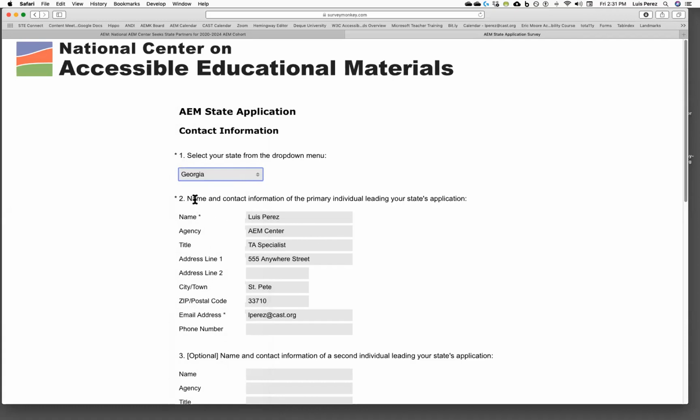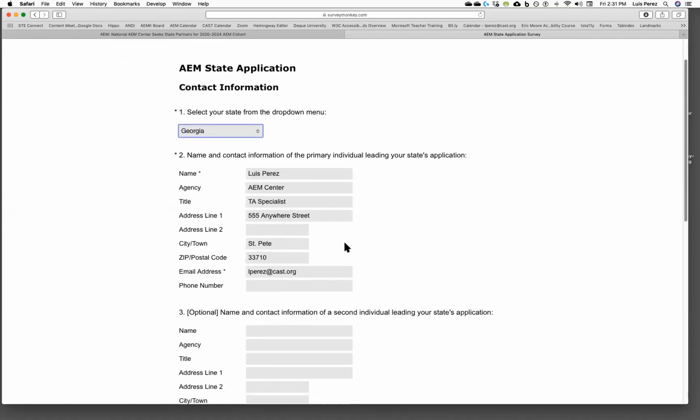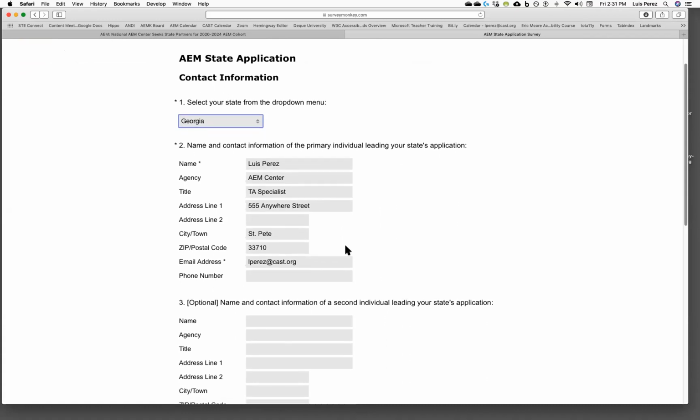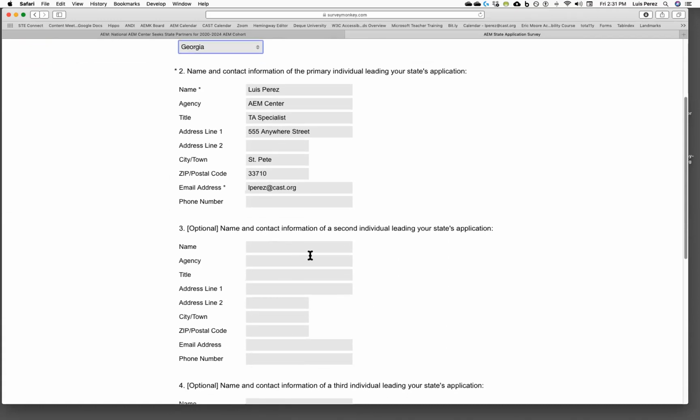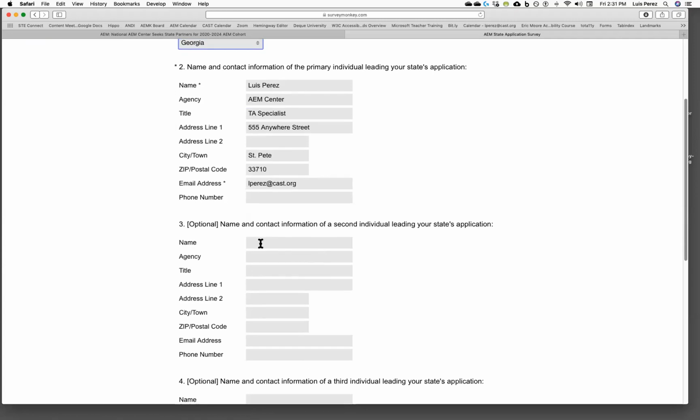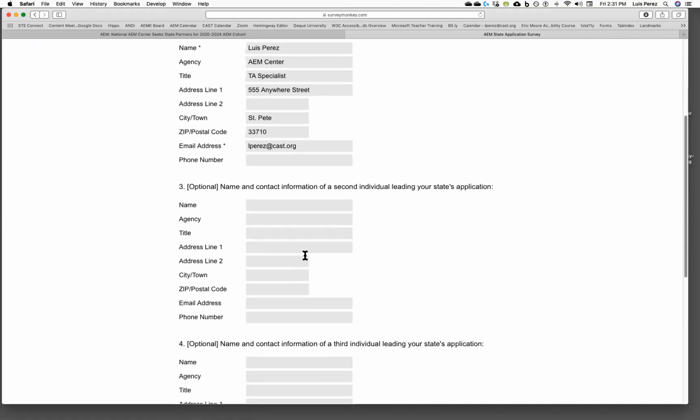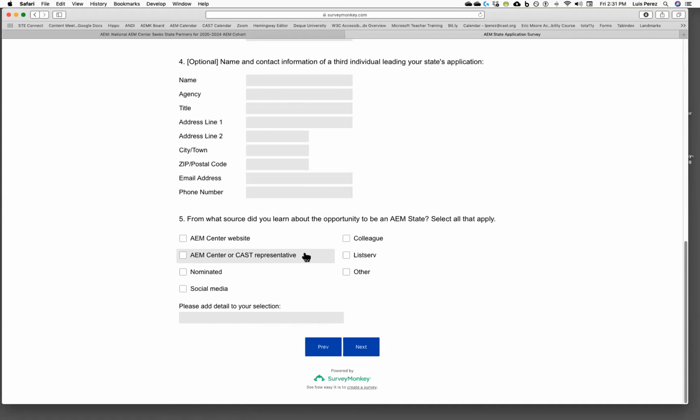So the first question here is just information about the main contact for this application. It's the standard information you would fill out on any of these surveys: name, agency, title, and so on. And then there are some additional fields for you to provide additional contact people. It's always good to provide an alternate as well, so if we have additional questions for you, we can reach out to one other person. And then we just want to know how you found out about the application. This is pretty standard on most of the surveys that we do. We just want to track where people are coming from, so we know what the best methods are for reaching out to people. So that's the first page, fairly basic.